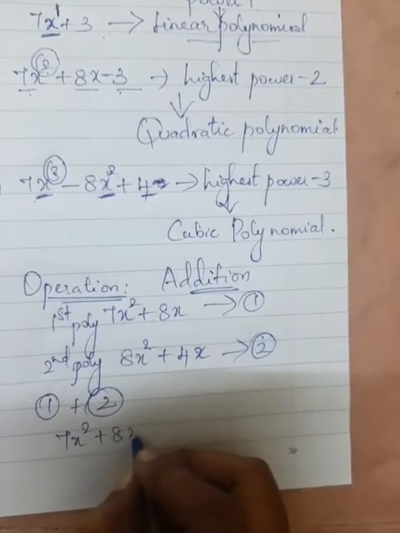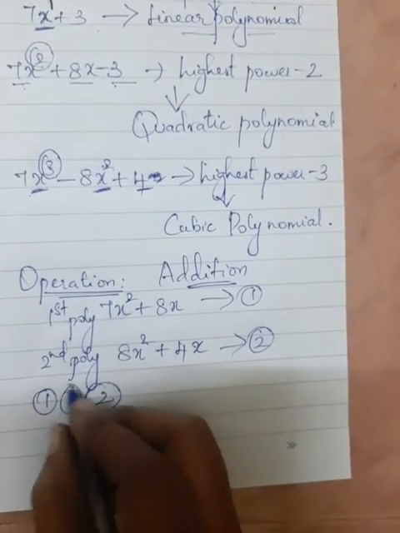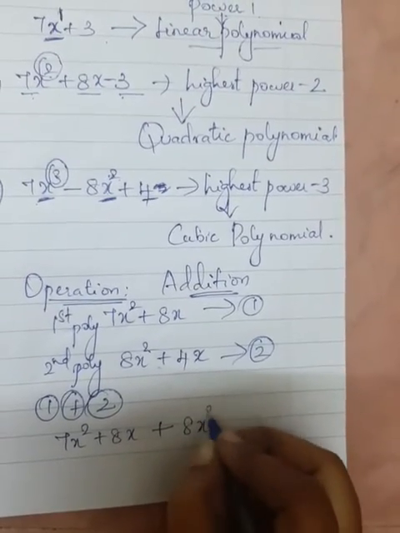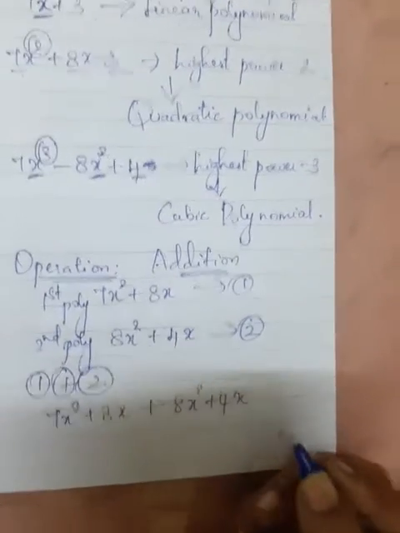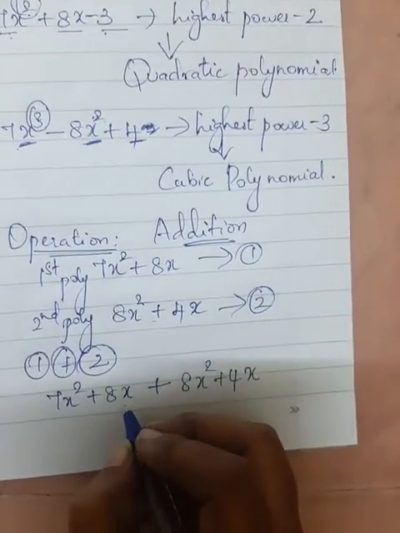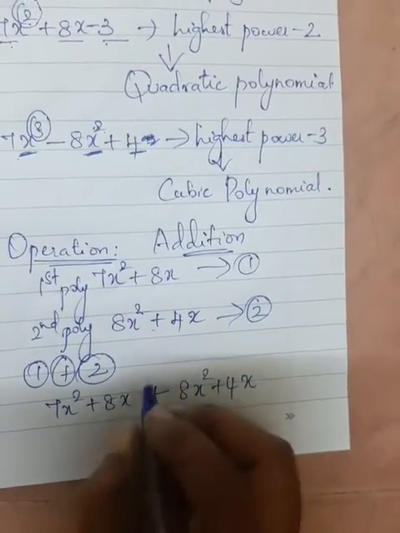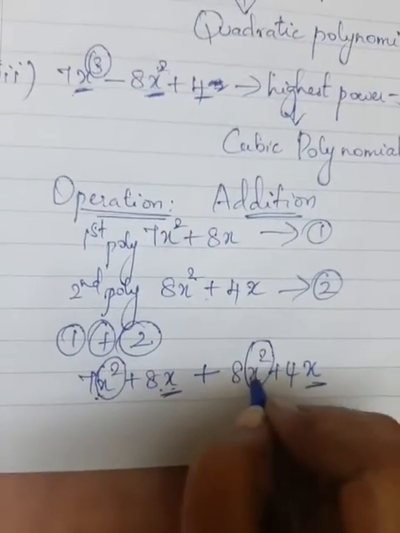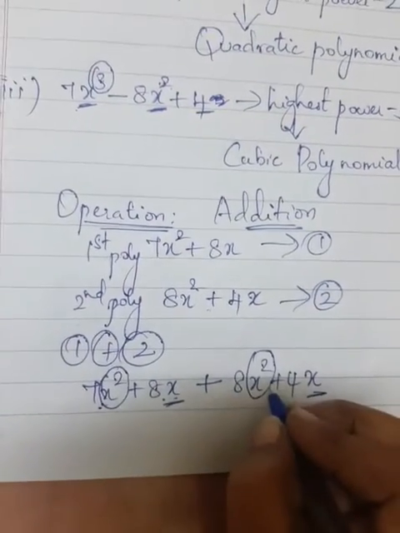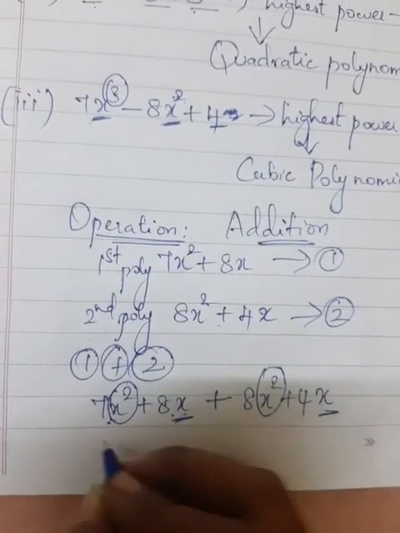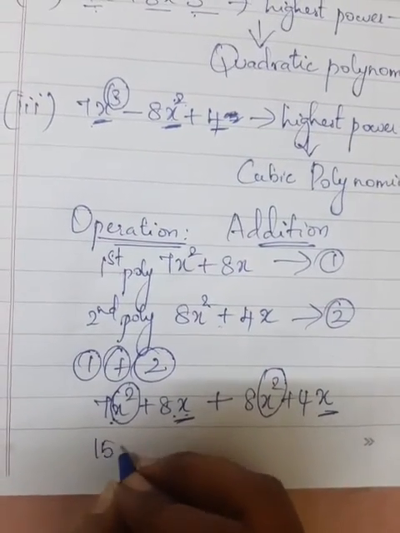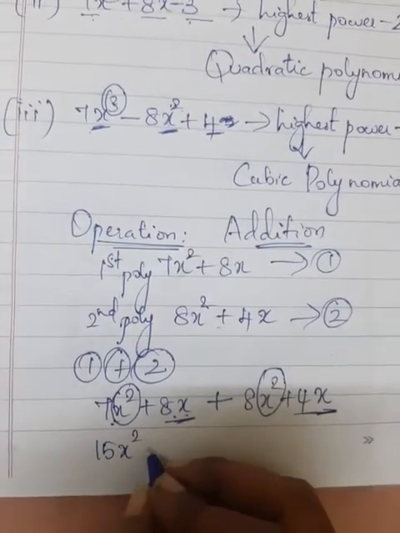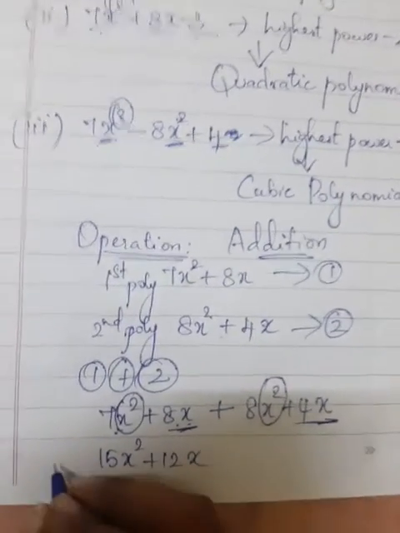Write the first polynomial, 7x square plus 8x. Then the symbol we have in between is plus. Write the second polynomial, 8x square plus 4x. Now see here, as we have the variable, you should add the like terms together. Only the like terms we can add together, x square along with x square. So 7x square plus 8x square is 15x square. 8x plus 4x is 12x. So this is the answer for this.